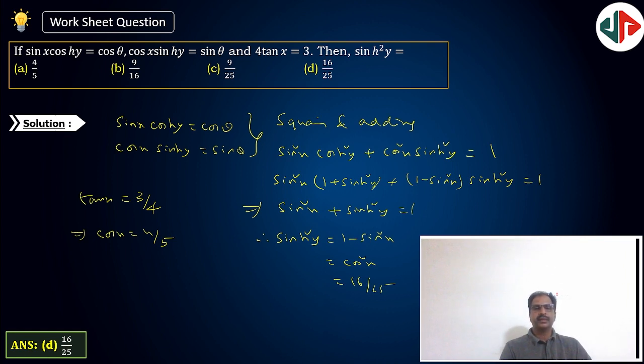So square and add the given two conditions and simplify by using identities.